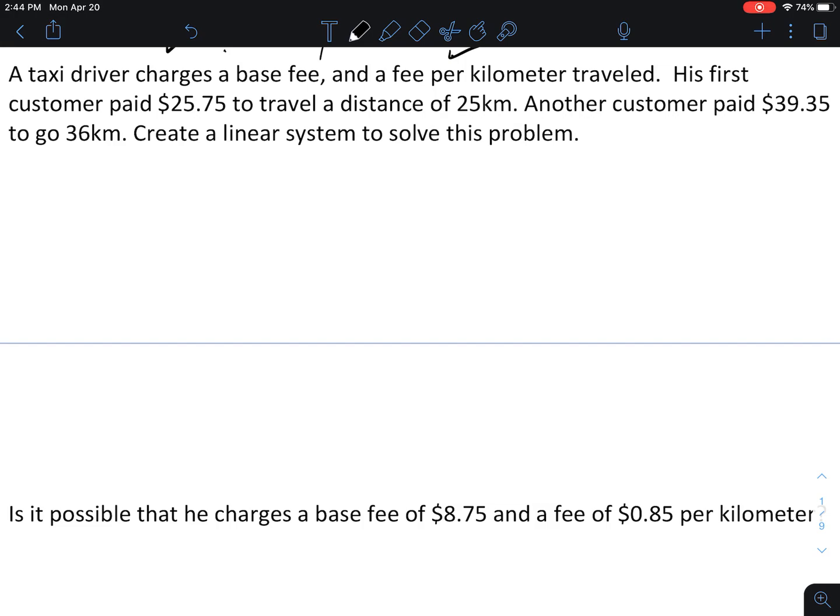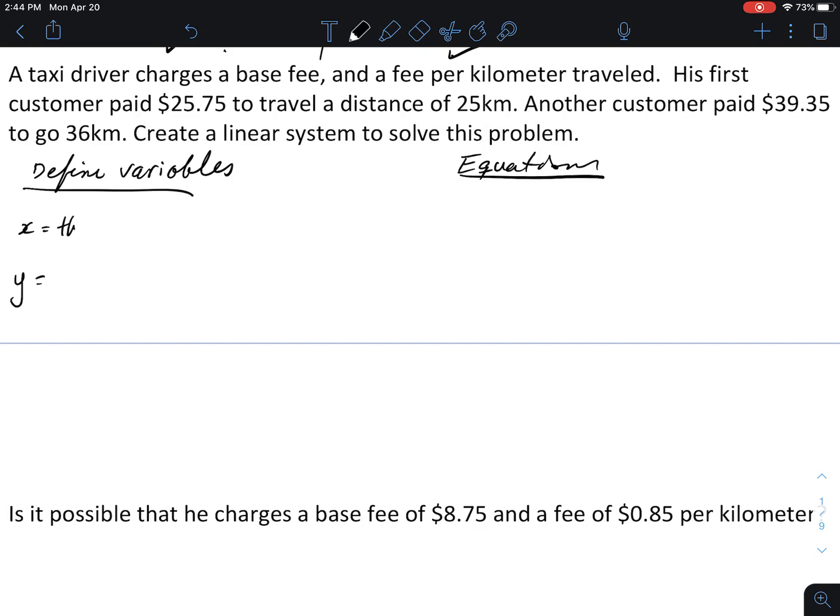So a taxi driver charges a base fee and a fee per kilometer traveled. His first customer paid $25.75 to travel a distance of 25K, and another customer paid $39.35 to go 36. Create a linear system. So again, what I want to do is define my variables. And then secondly, I want to write my equations. So again, this might be a point to pause the video and give this one a try yourself.